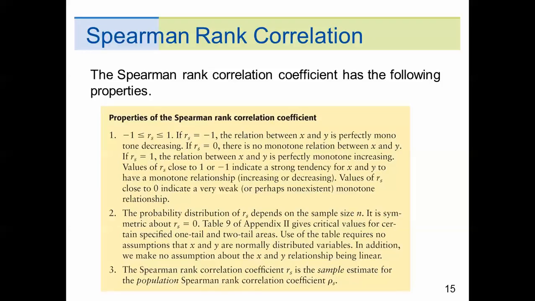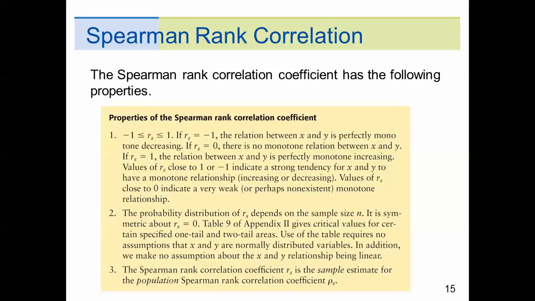Okay, this is going to give critical values for certain specified one-tail and two-tail areas. Use of the table requires no assumptions that X and Y are normally distributed because this is a non-parametric test. We don't need to know about what the distribution of our values is. In addition, we make no assumption that the relationship between X and Y is linear.